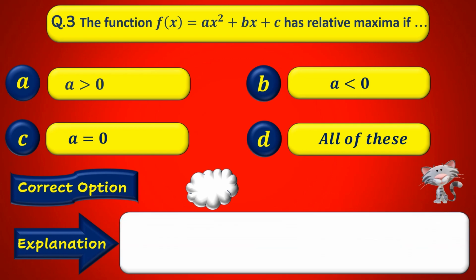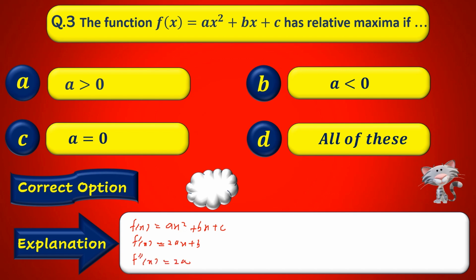We apply the second derivative test to check the relative maxima of this function. The function is ax square plus bx plus c. Its first derivative is 2ax plus b. Its second derivative is only 2a.